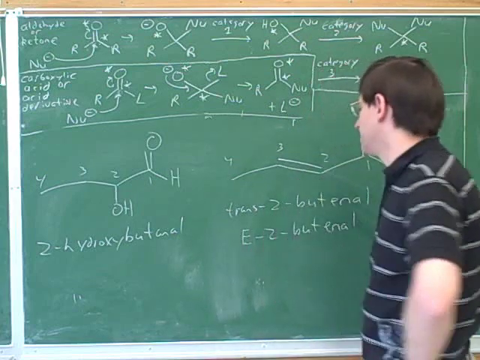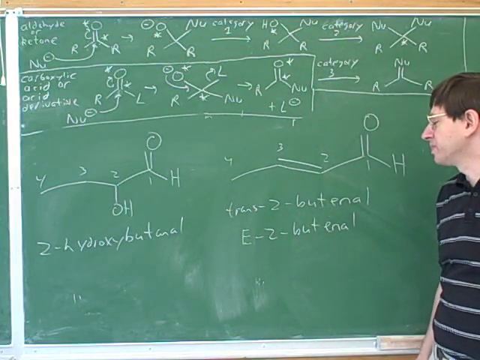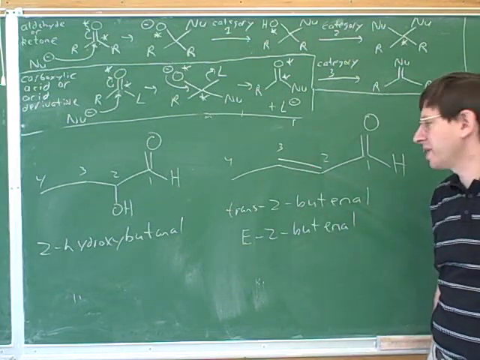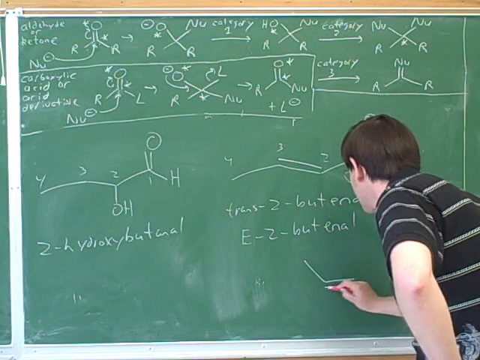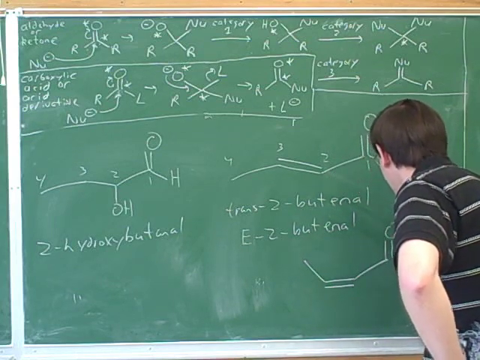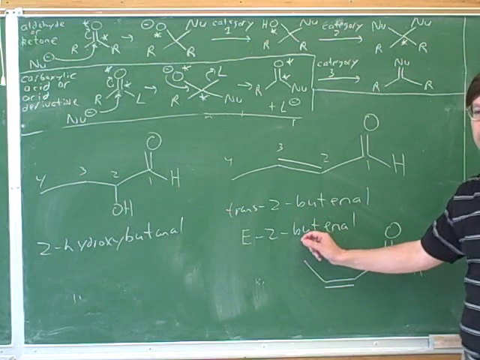All right, now this is something that's almost always tested in these courses, so you do need to watch out for this. It's very hard for people to remember to put in the cis and the trans here, so we have to watch out for that. I think it would have been a lot easier to think about that if I had drawn it like this. What would the name of this be? Z. Z-2-butenal. Yeah, it would be Z-2-butenal.